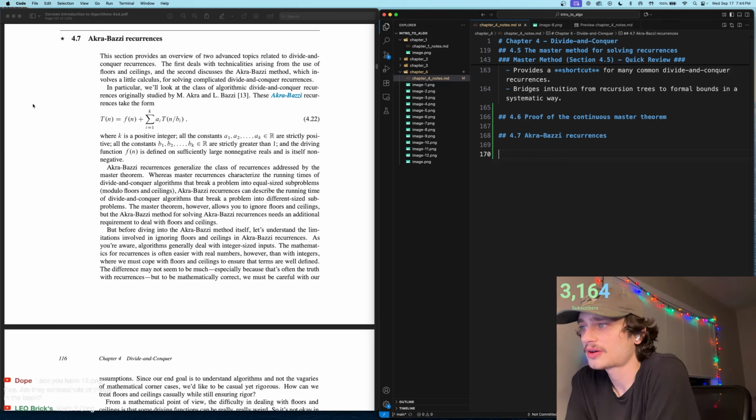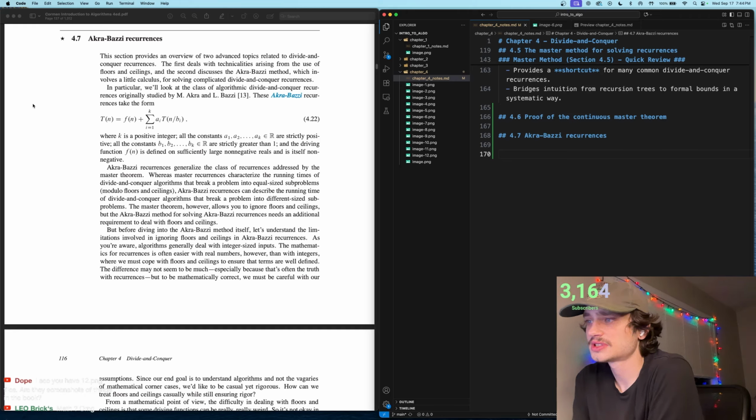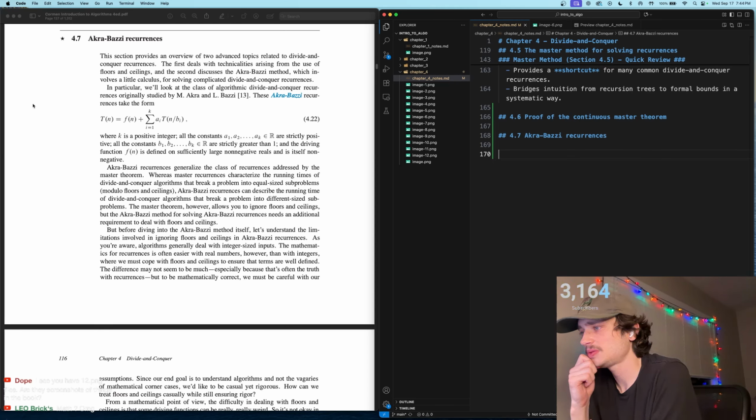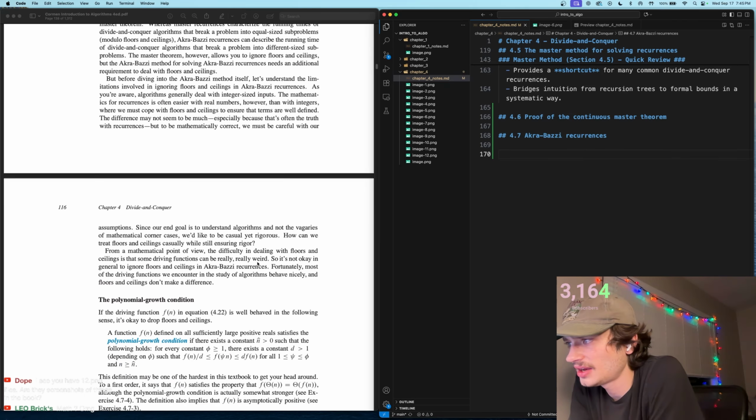But before diving into the Akra-Bazzi method itself, let's understand the limitations involved in ignoring floors and ceilings in Akra-Bazzi recurrences. As you're aware, algorithms generally deal with integer-sized inputs. The mathematics for recurrences is often easier with real numbers, however, than with integers, where we must cope with floors and ceilings to ensure that terms are well defined. The difference may not seem to be much, especially because that's often the truth with recurrences, but to be mathematically correct, we must be careful with our assumptions. Since our end goal is to understand algorithms and not the vagaries of mathematical corner cases, we like to be casual, yet rigorous. How can we treat floors and ceilings casually, yet still ensure rigor?